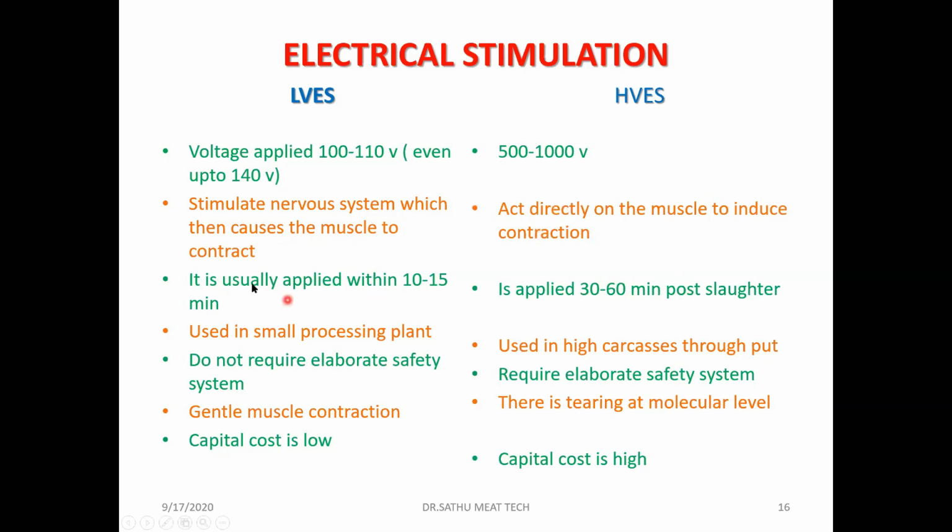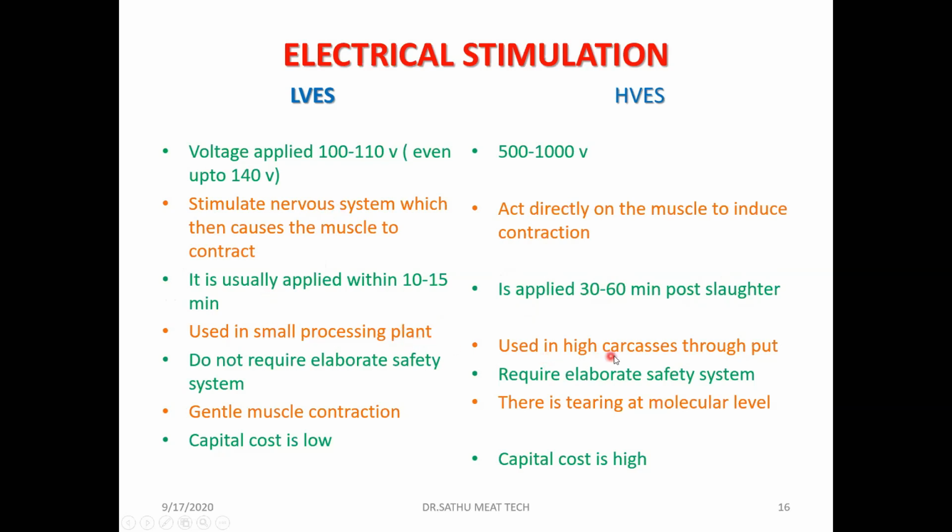Okay, so this should be done as quickly as possible. Within 10 to 15 minutes we have to do the low voltage electrical stimulation, because as time goes, the decay of the nervous system will take place and the stimulation will not be proper. And this is applied between 30 to 40 minutes, and the quicker you apply, the better. Used in small processing plants. Okay, these are normally used in a small processing plant.